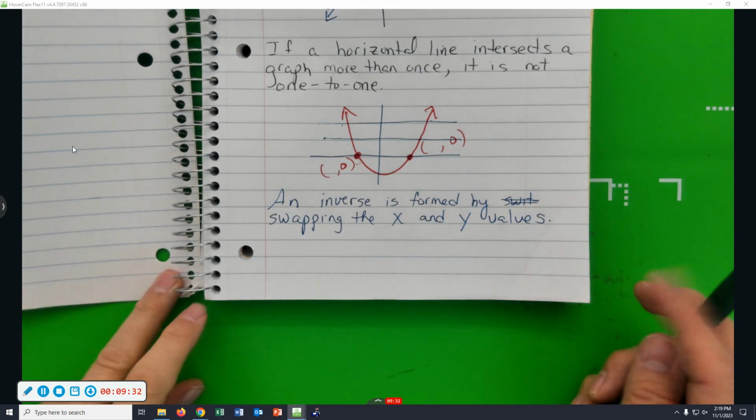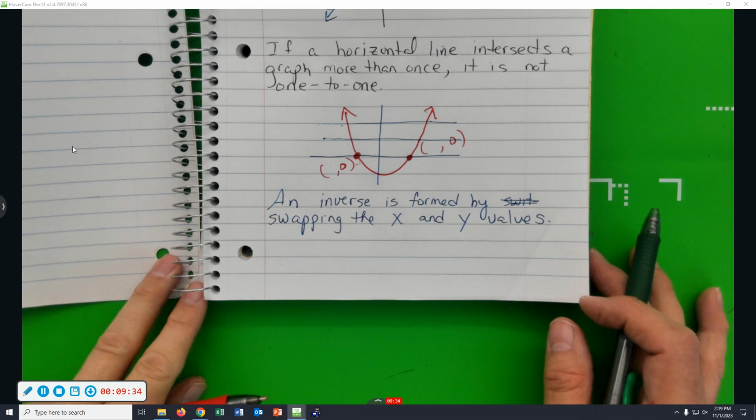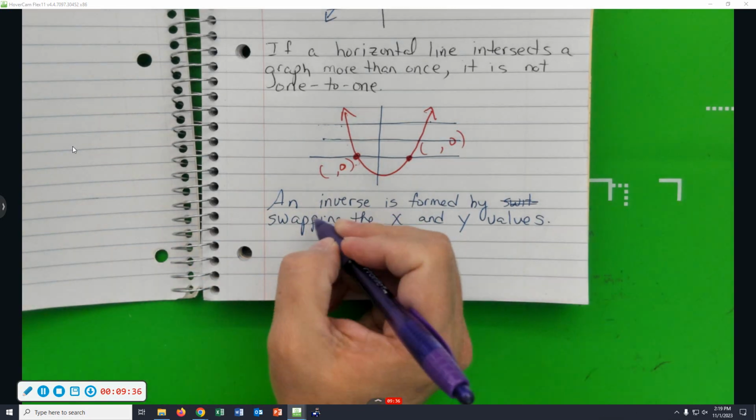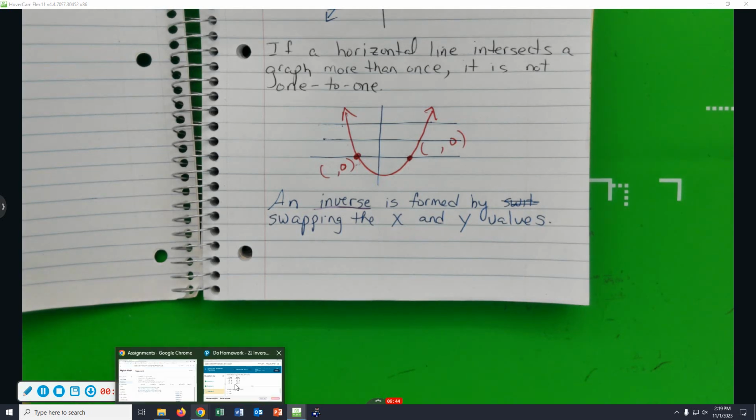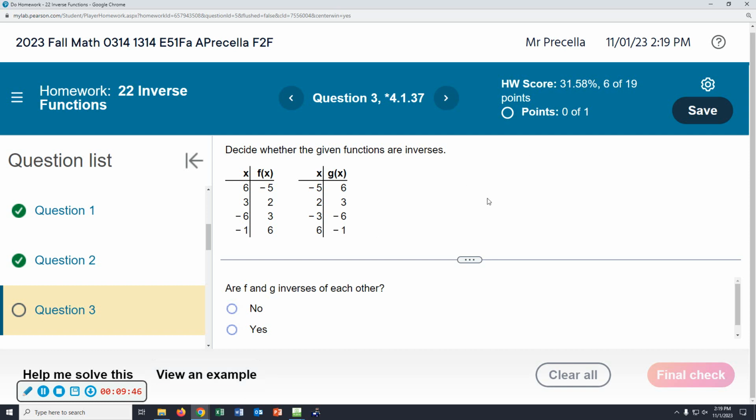Now, if you look at problem 3, okay, let's look at number 3. This is another one where sometimes you have to scribble to get an answer, and you have to do a lot of work to get it. This isn't one of them. This is where the work is up here. Look really closely. It asks, decide whether the given functions are inverses. And notice there are two functions, f of x and g of x.